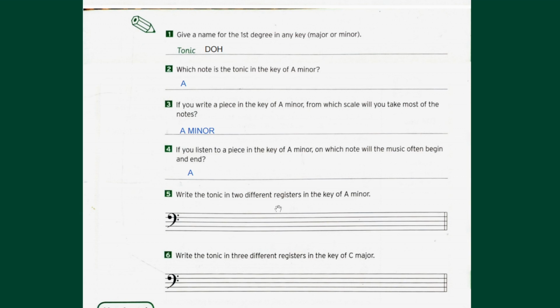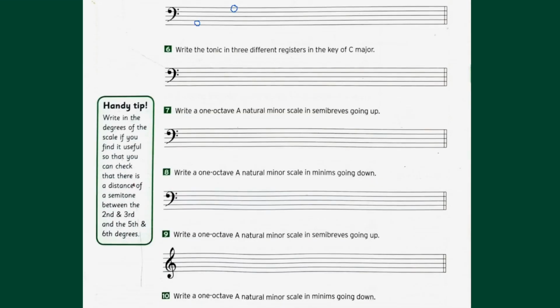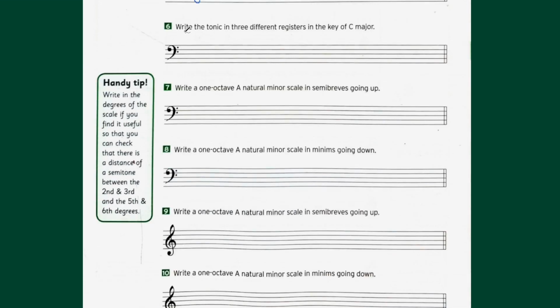Write the tonic in two different registers in the key of A minor. So you have to write two A's. You can basically write any two A's. And next, let's take a look at number 6. Write the tonic in three different registers in the key of C major.